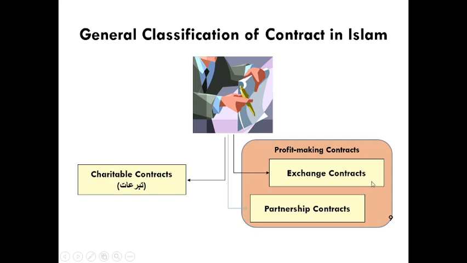The second classification of contracts in Islam is the exchange contracts, and thirdly, the partnership contracts. So the exchange contracts and the partnership contracts are the profit-making contracts. As you can see, when we discuss the products of financial banking and financial services, most of the contracts utilized in their products are from the categories of profit-making contracts, such as the exchange contracts and the partnership contracts.